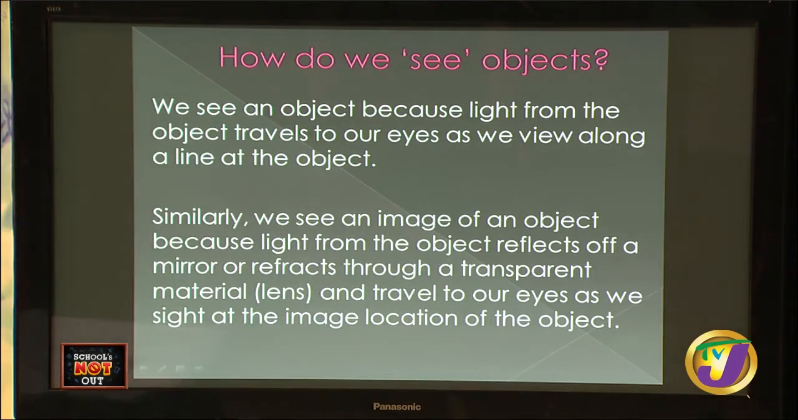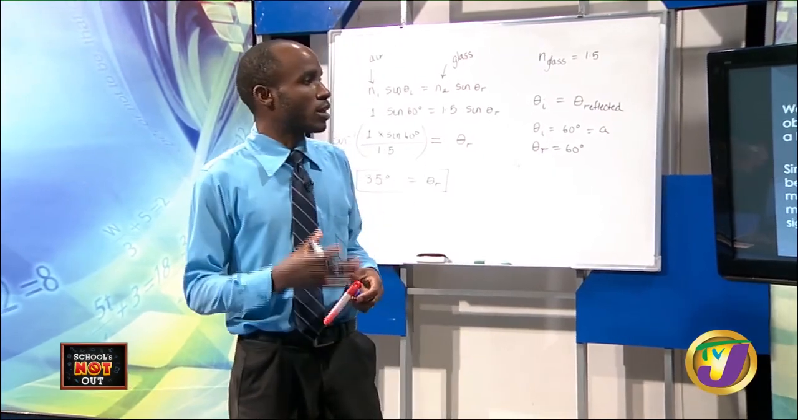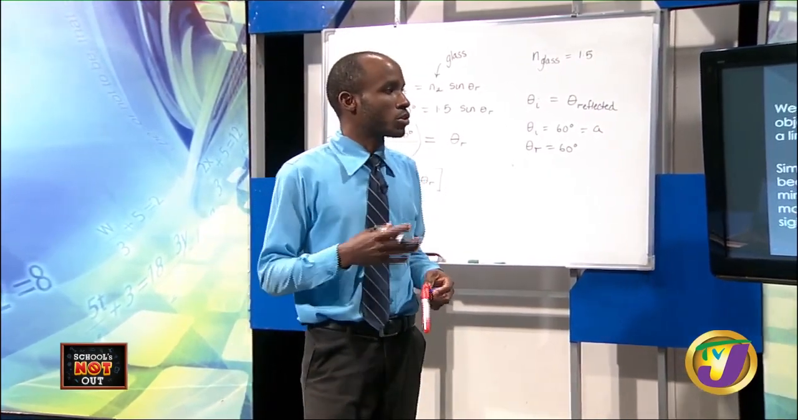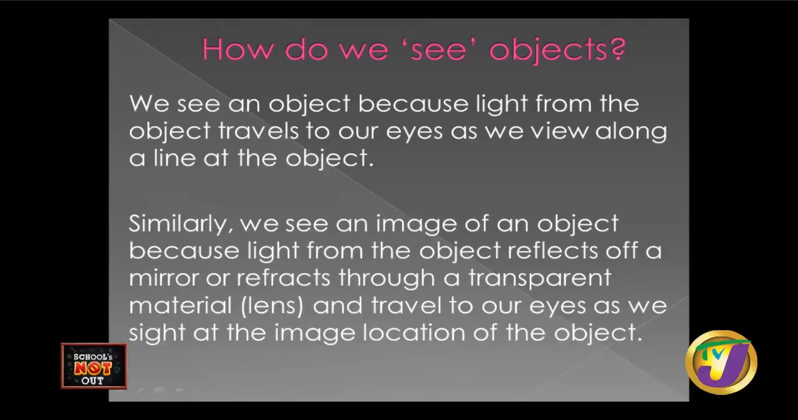Now how do we see objects? We see an object because light coming from it travels to our eyes as we view along a line at the object.